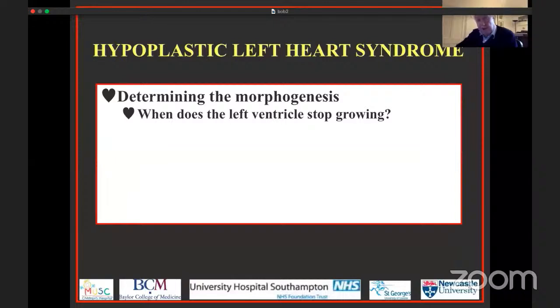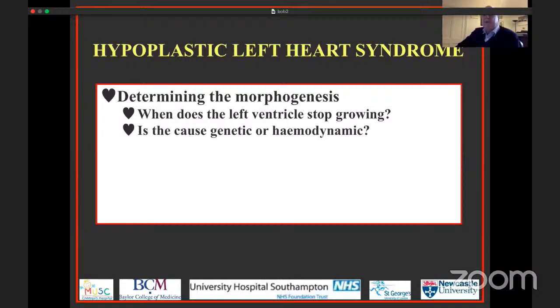Because we're all trying to work out the morphogenesis of hypoplastic left heart syndrome. And the question that we have to pose, when does the left ventricle stop growing? What makes it stop growing? Is the cause of that cessation of ventricular growth hemodynamic?